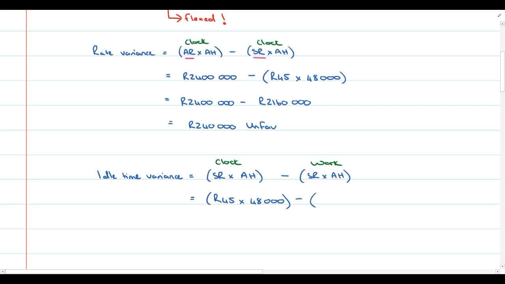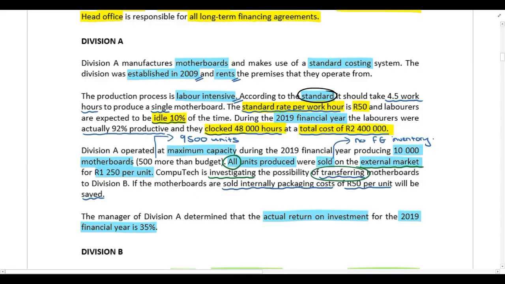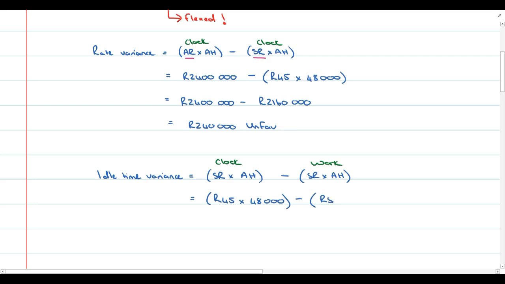So now we need the standard rate per work hour. And the standard rate per work hour was given in the scenario. It's 50 Rand per work hour. Then next we need to calculate the actual work hours because the actual work hours were not given. Guys, please just make sure that you do reference all of your calculations. So above I calculated the standard rate per clock hour to be 45 Rand. That was calculation 1. Please reference that. The actual work hours is now going to be calculation 2.